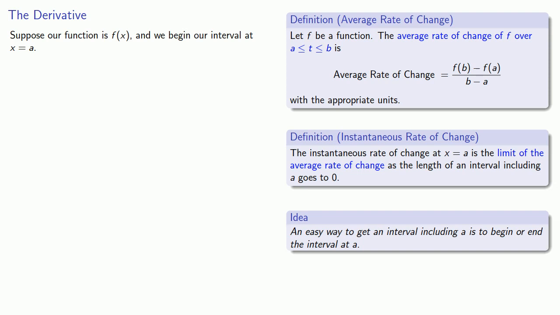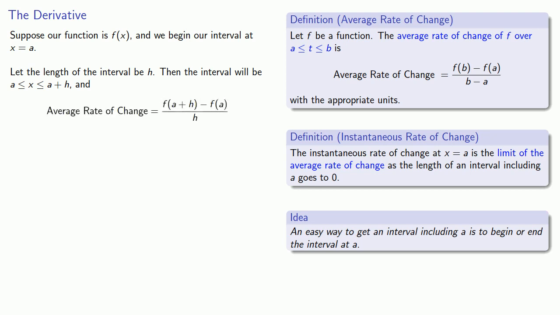Then the interval runs between a and a plus h, and our average rate of change is going to be our function evaluated at the end minus our function evaluated at the beginning, over the difference between the two endpoints, a plus h and a, which is just going to be h.